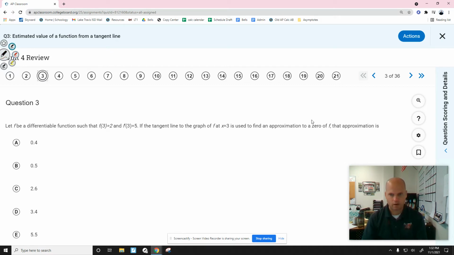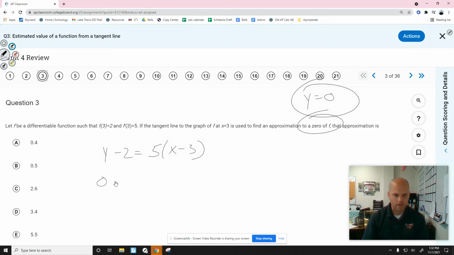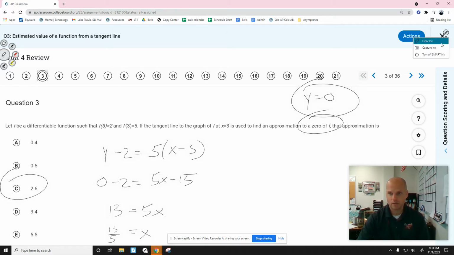All right, approximate the zero. A zero is when y is 0. So I've got my point, my slope, y minus 2 equals, this is an f prime, 5, x minus 3. A zero of f is when y is 0. Plug in y is 0. Solve this equation. Add 15. Divide by 5. So that's 2 and 3/5. So 3/5, 6/10, 2.6. I don't like mixed numbers, but it helps for that situation.